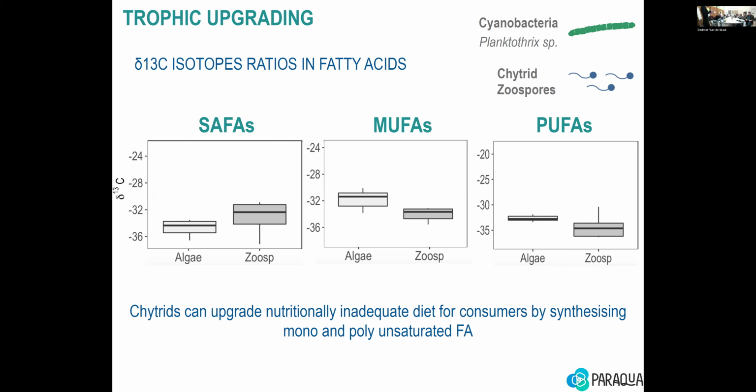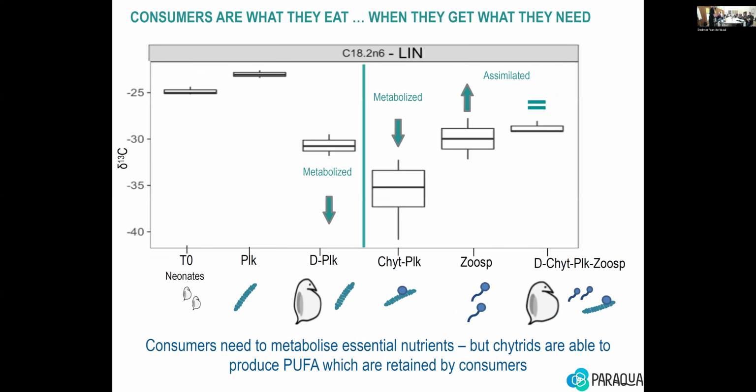To conclude, I just want to go into a bit more detail on two of the short chain fatty acids that we observe. One is linolenic acid. We measure the C13 ratio in the neonates of the Daphnia, in the algae, and in the Daphnia feeding only on Planktothrix. We can see that in the Daphnia feeding on Planktothrix the signal is lower. They need to metabolize this linolenic acid. They don't get it from the food source, so they need to metabolize it.